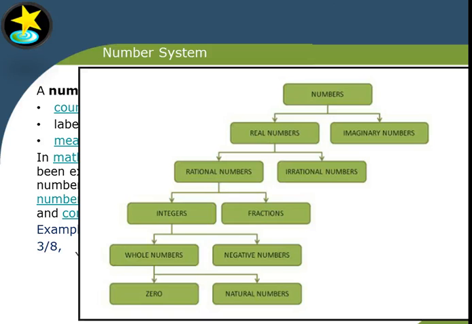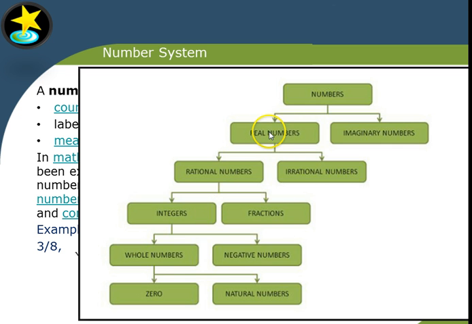Let's try understanding how number systems are organized and how we understand them. Any number you have come across in your life can be divided into real numbers and imaginary numbers. Imaginary numbers are out of scope for this discussion, so we'll focus on real numbers and then the further branches of real numbers.